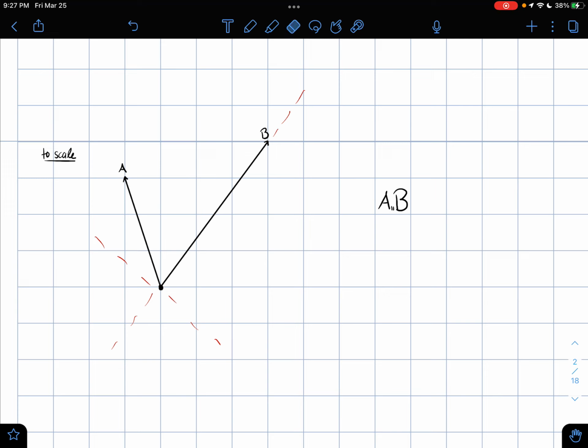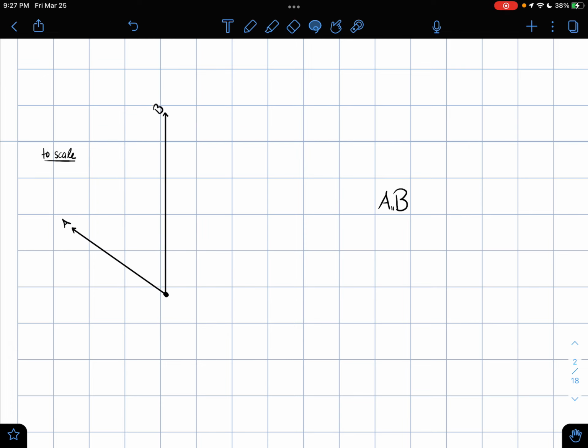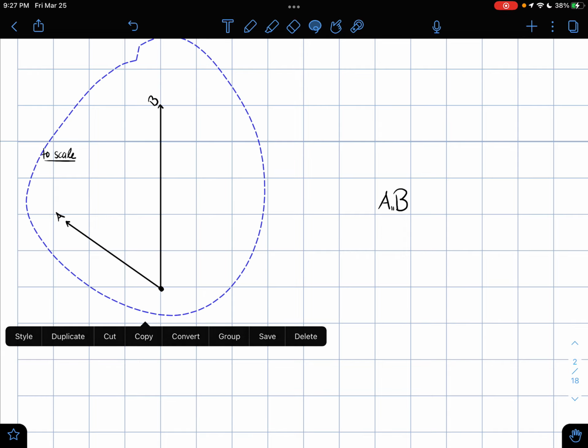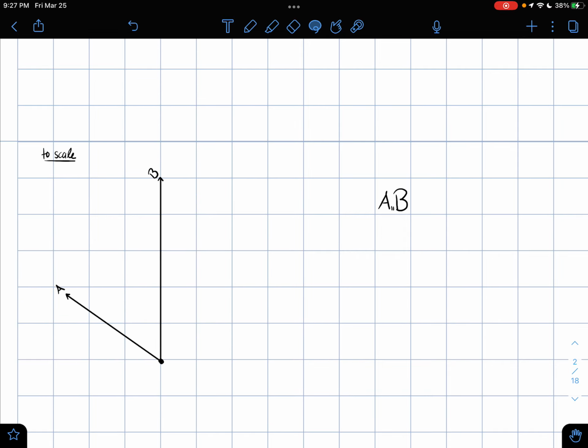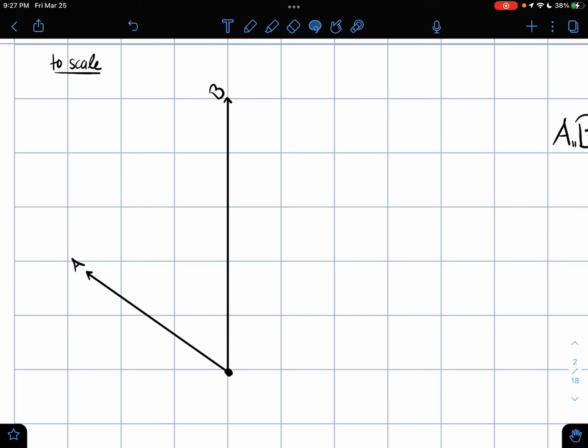So what I'm going to do to make my life a little easier, instead of tilting my axes, I'm going to tilt my vectors. I'm just going to tilt my vectors without changing the size too much, as best I can, so that B is lined up. All I've done is tilted my frame of reference. I haven't changed the magnitude. I haven't changed the angle between. So I haven't changed my dot product.